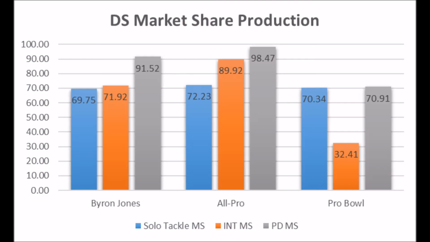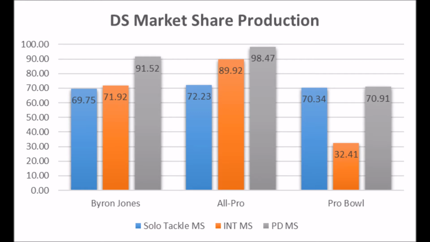Starting with his athleticism data, or not his athleticism, excuse me, but his production data. And this is his data as a safety, because he did play safety at UConn. He had a 69.75 solo tackle market share score, a 71.92 interception market share score, and a 91.52 pass deflection market share score. Based on my data since the 1989 NFL draft class, this is compared to free safeties, by the way, not strong safety types, but compared to free safety types, he pretty much hits every single threshold you're looking for in terms of a Pro Bowl safety.